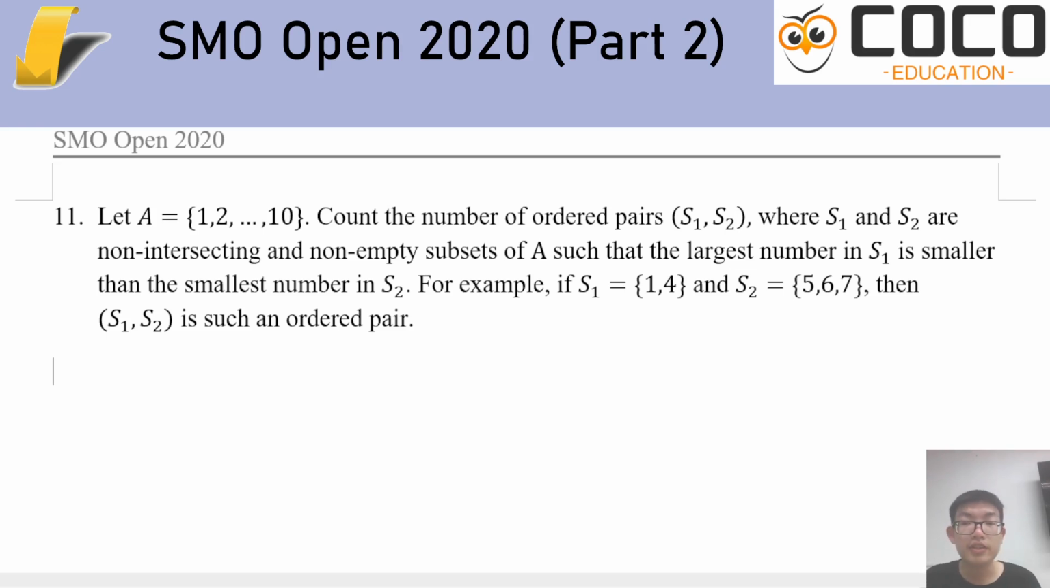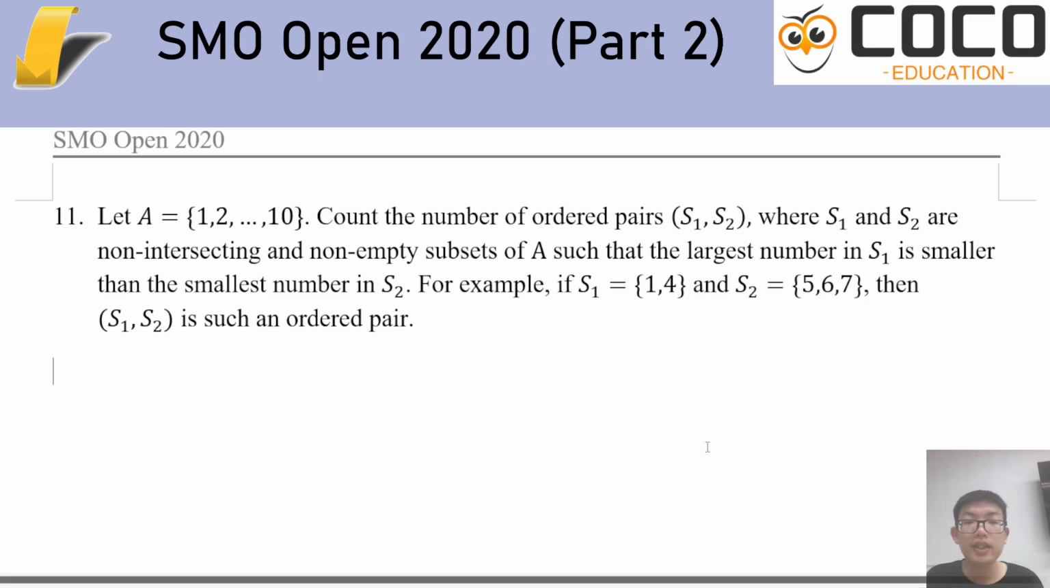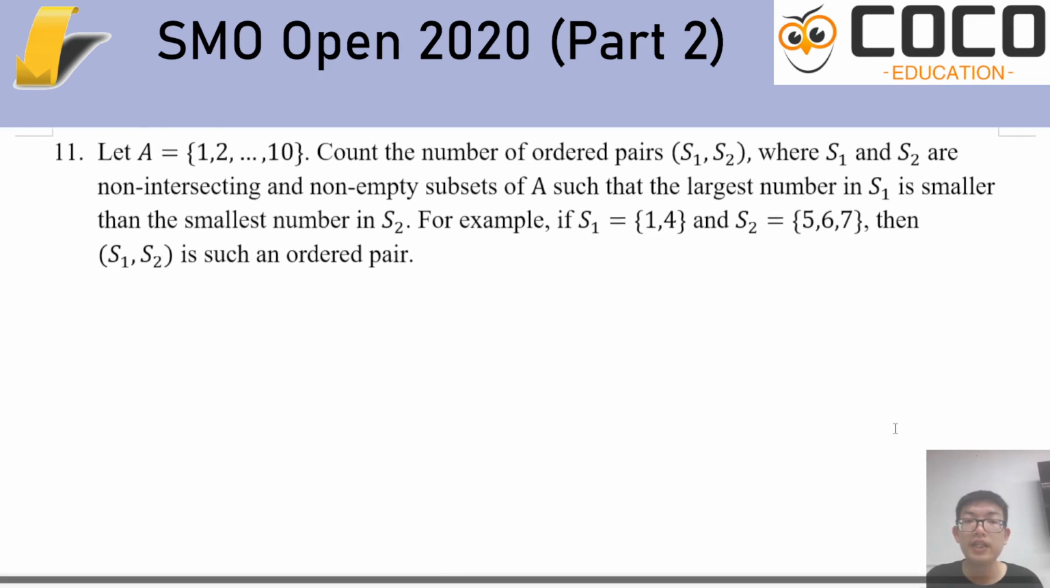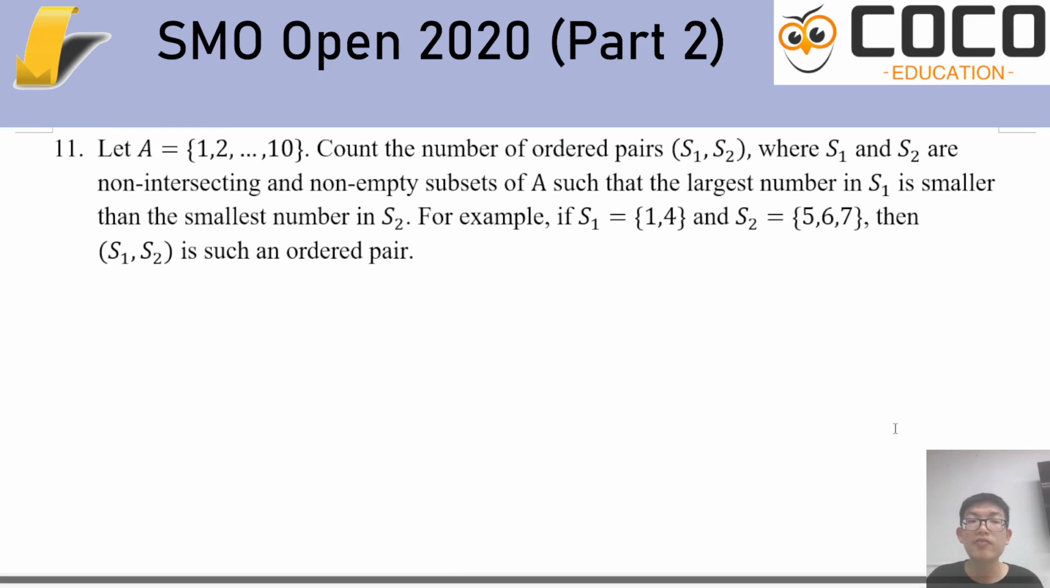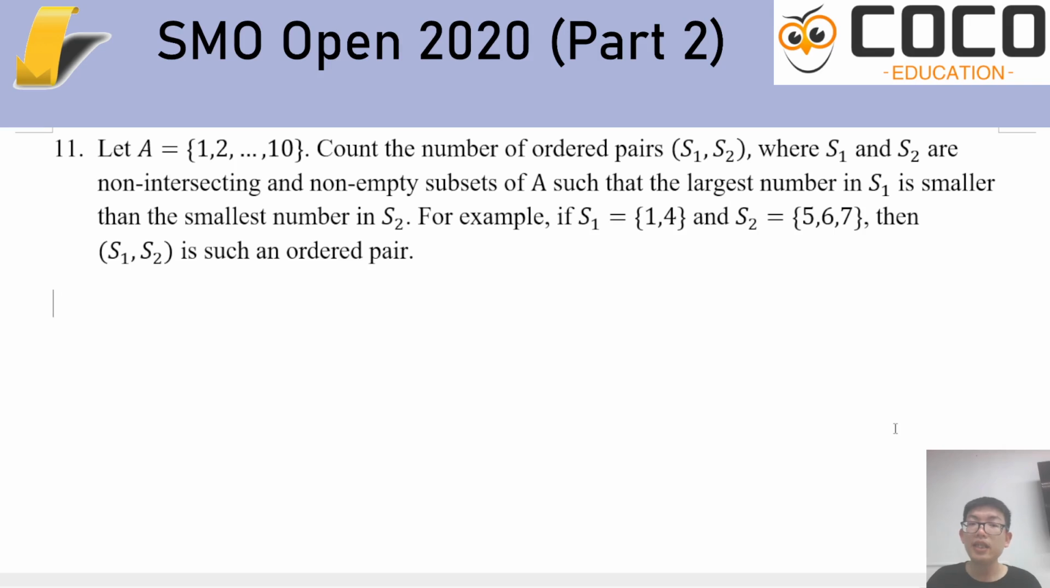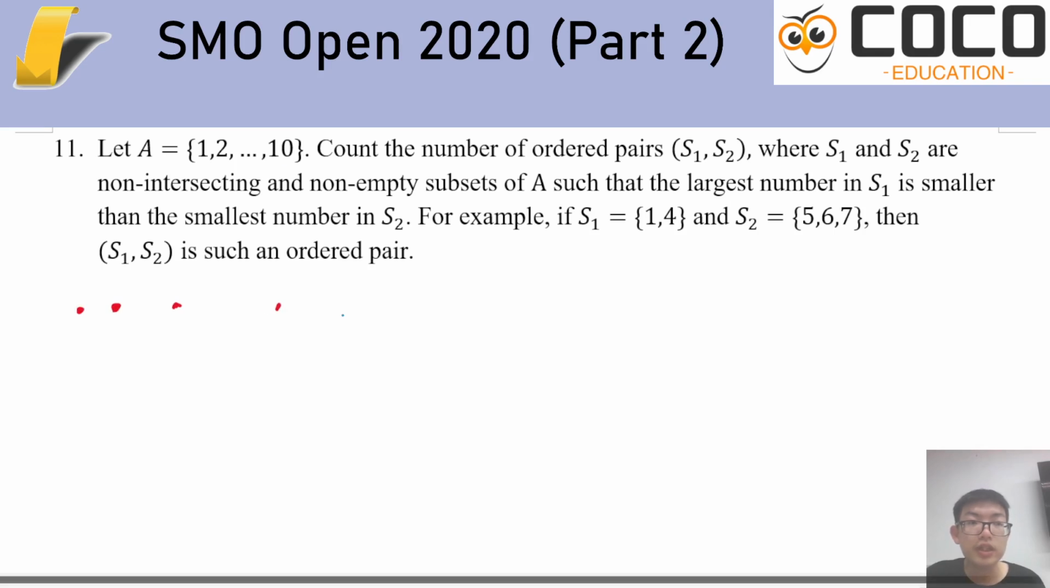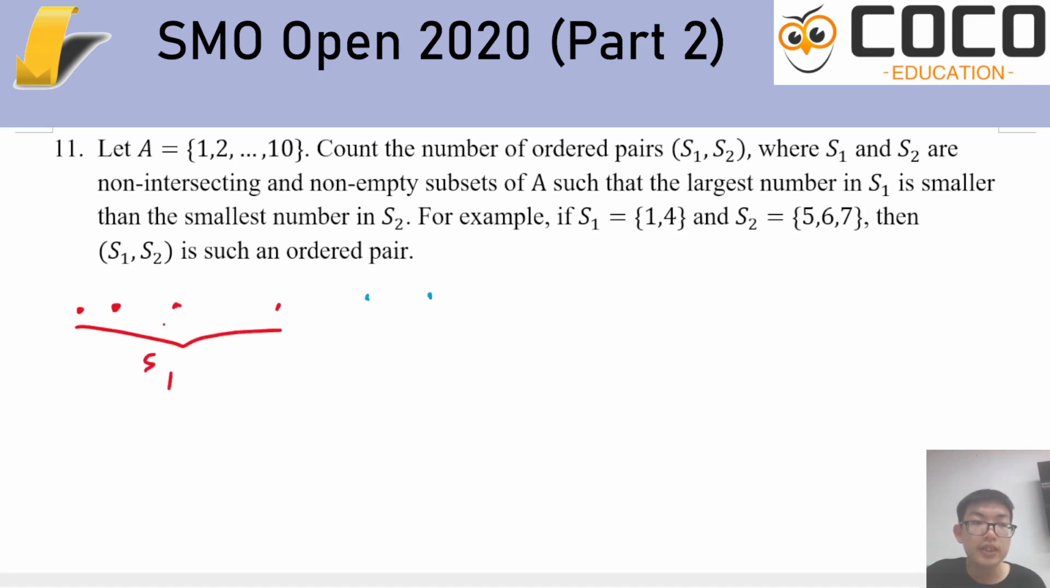So let's look at question 11 to start off. A is the set of numbers from 1 to 10. We are asked to count the number of pairs of non-intersecting non-empty subsets, such that the largest number in S1 is smaller than the smallest number in S2. So essentially S1 and S2 are a bunch of numbers, and if you were to draw it on a number line, it means that S1 would be this and S2 would be this.